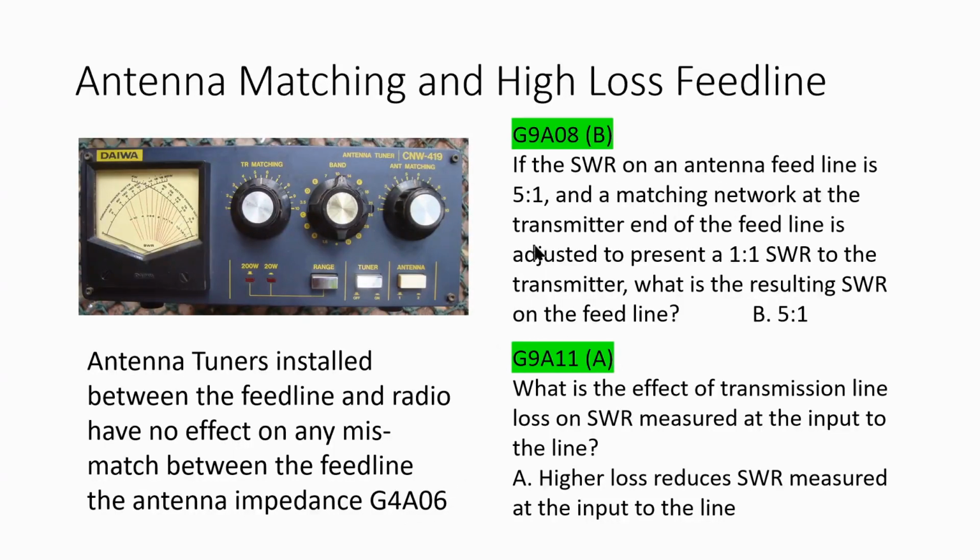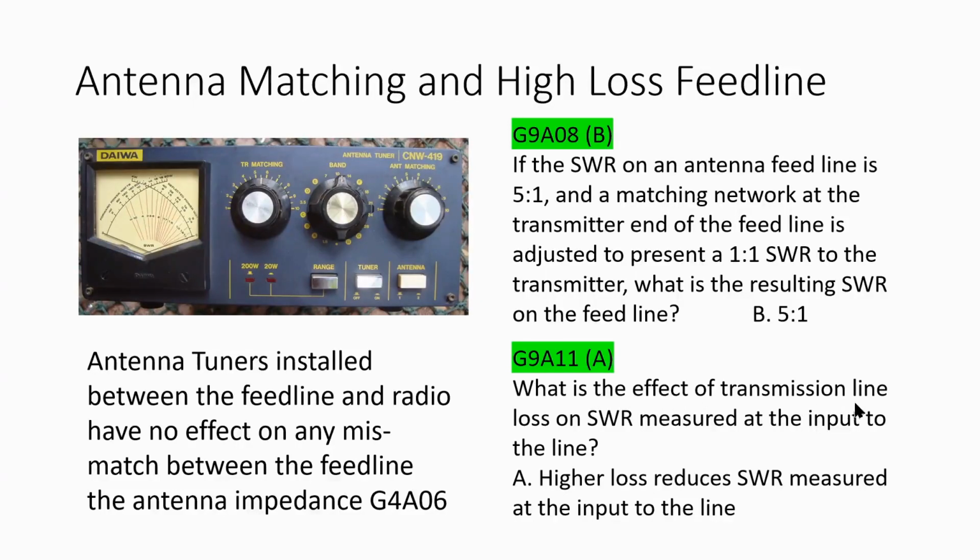And here you're tested on your knowledge of this: if the SWR in the antenna feed line is 5:1 and the matching network at the transmitter end of the feed line is adjusted to show a 1:1 standing wave ratio, that's perfect to the transmitter. What is the resulting SWR on the feed line? Well, you start with 5:1, you've still got 5:1 on the feed line. You've just fooled the transmitter into thinking that you've got a balanced load, or a matched impedance. It's only matched in this box.